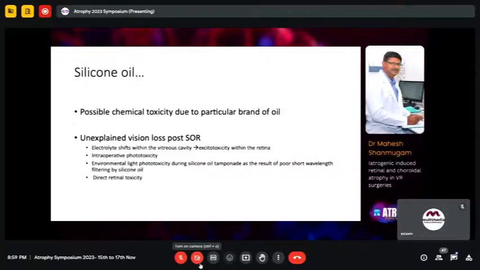Though we may not be able to predict which patients will lose vision after silicone oil removal, using silicone oil from well-established manufacturers may decrease the risk of chemical toxicity due to a particular brand of oil.